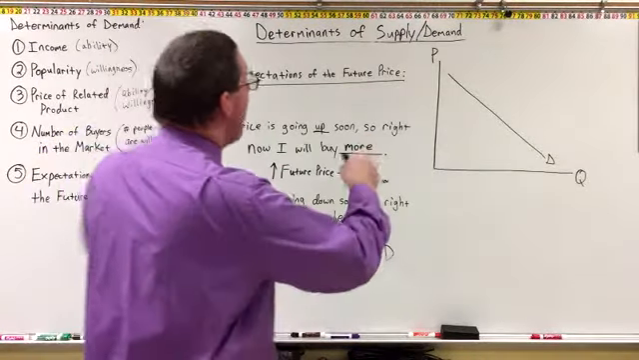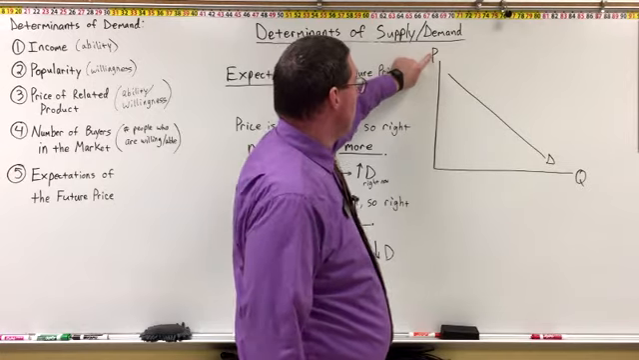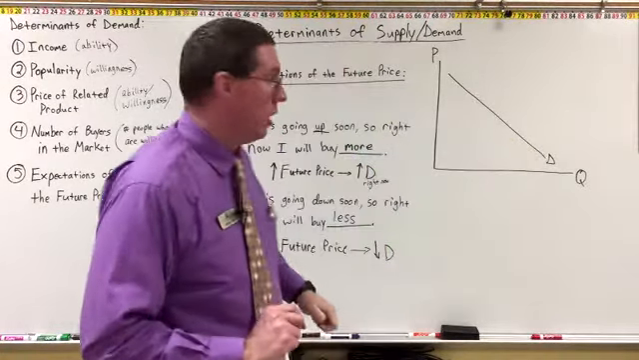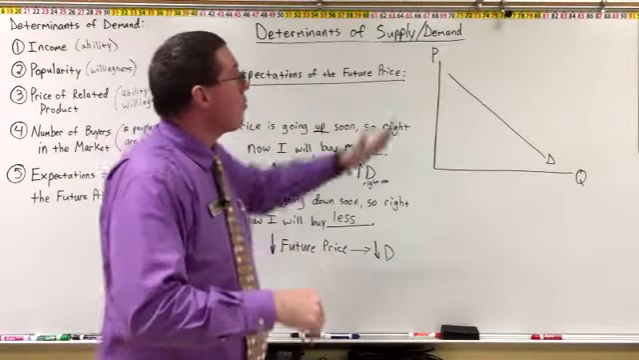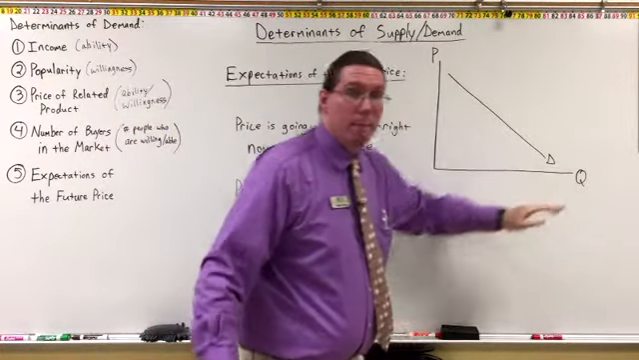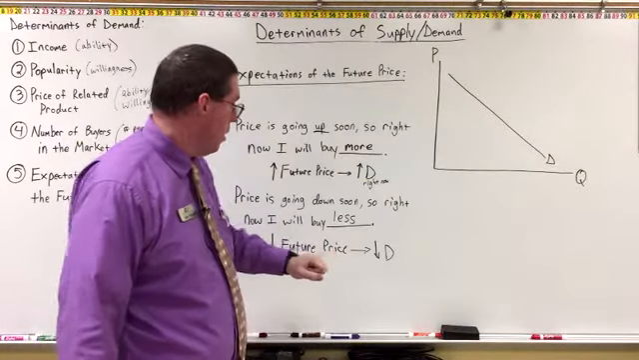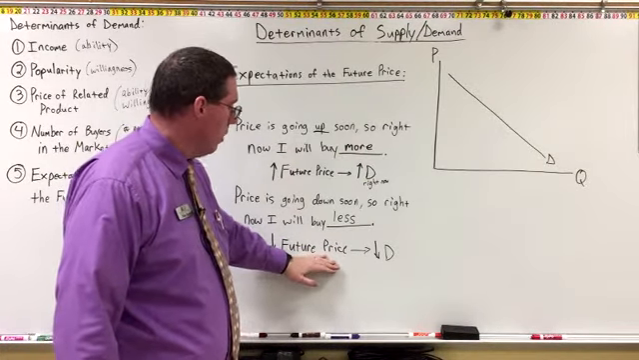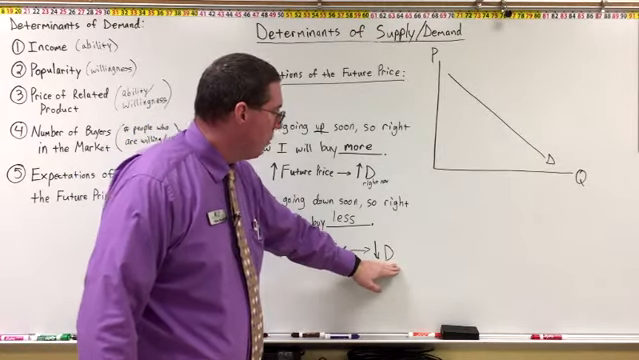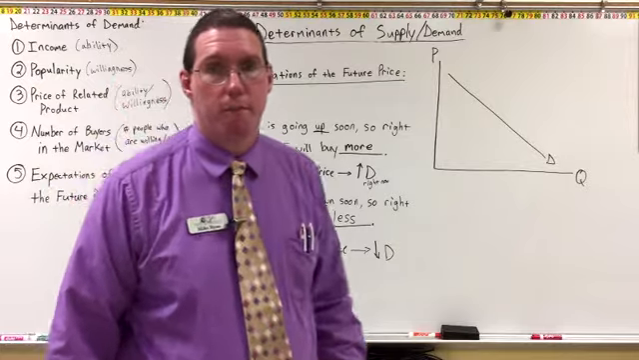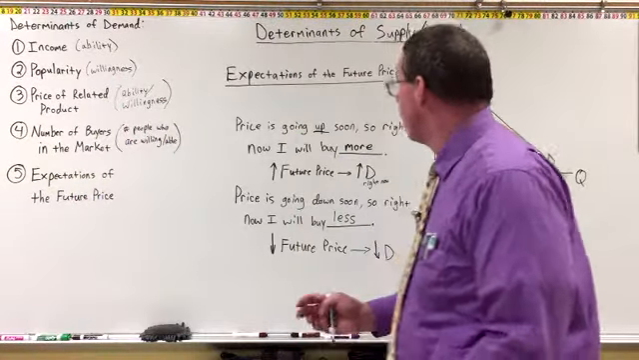Now we go back to the market, we're saying the price is going down, so quantity demanded is going to change. So price right now only affects quantity demanded, but future price affects the curve itself. So if they expect the price to go down in the future, that's going to shift the demand curve to the left, because for right now, they're going to have a decrease in demand. Okay, so those are all the determinants of demand.